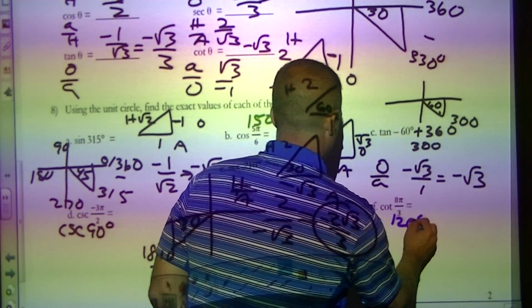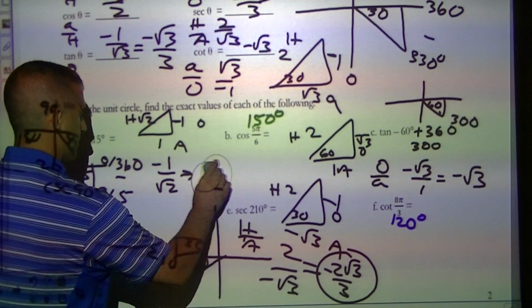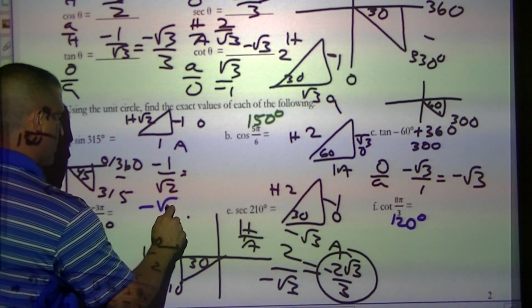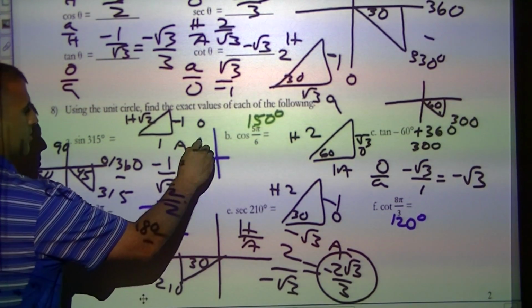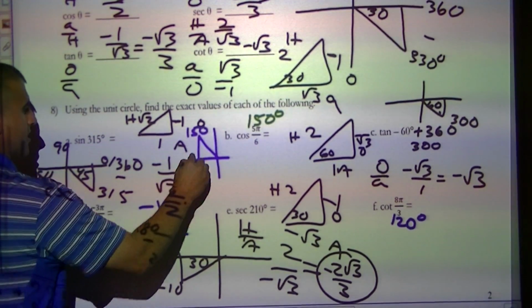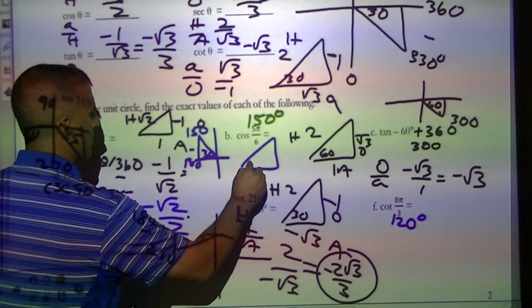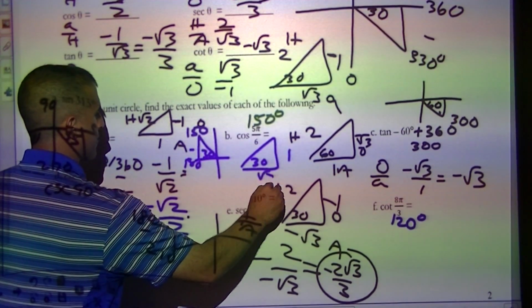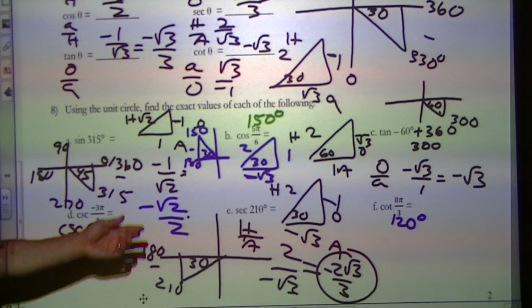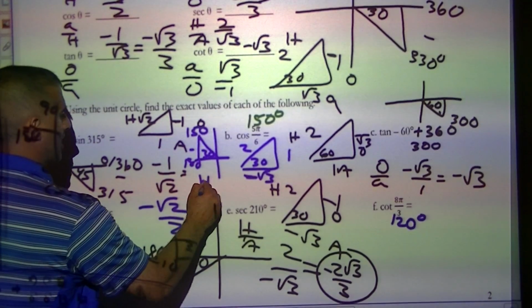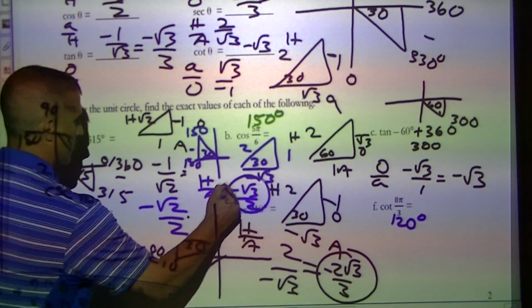Now, for cosine of 150, all right? So we move this negative square root of 2 over 2 down here. 150 would put me in this quadrant. So once again, I'm going to subtract from 180 and get this to be 30. So my 30-degree triangle is 1, square root of 3, and 2. And in this quadrant, only the x is negative. So this is cosine, which is A over H, which is negative square root of 3 over 2.